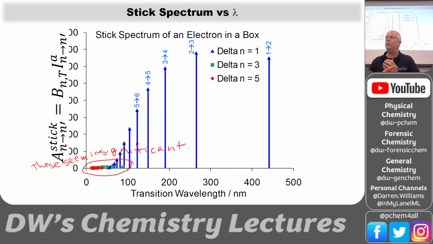Since we're dealing with absorbance, the intensity is proportional to concentration. And so you could think of it as a really strong concentrated sample there. There's lots of possibilities for absorption. And so the intensity is really high.